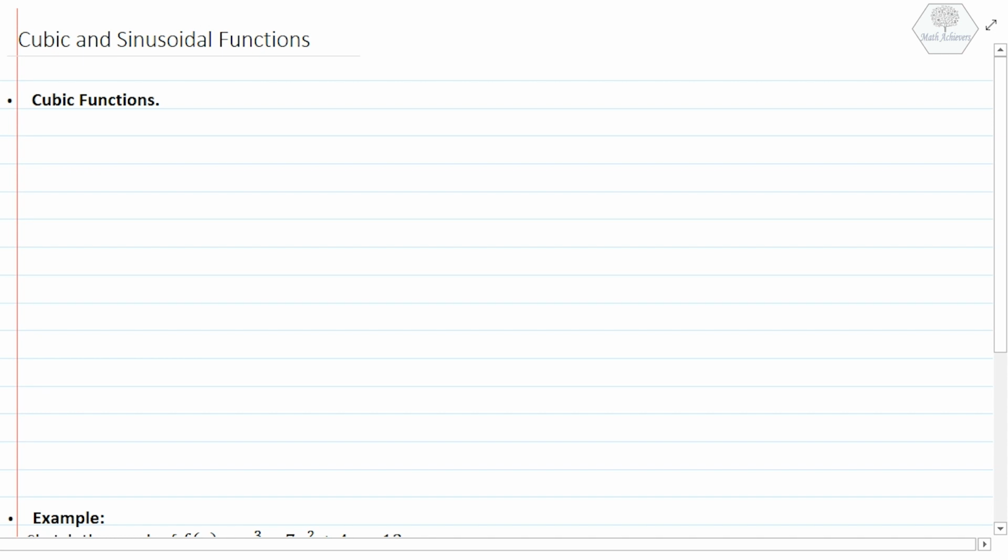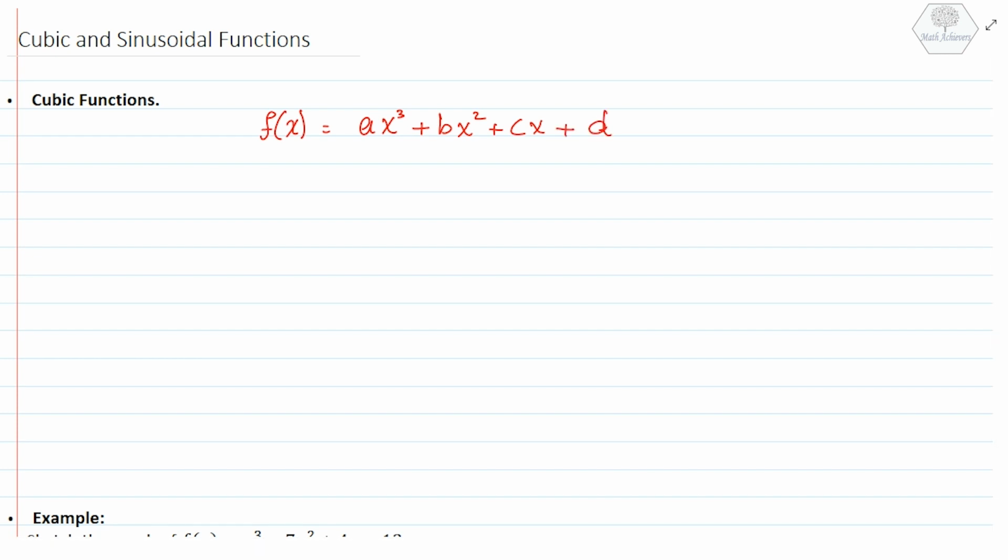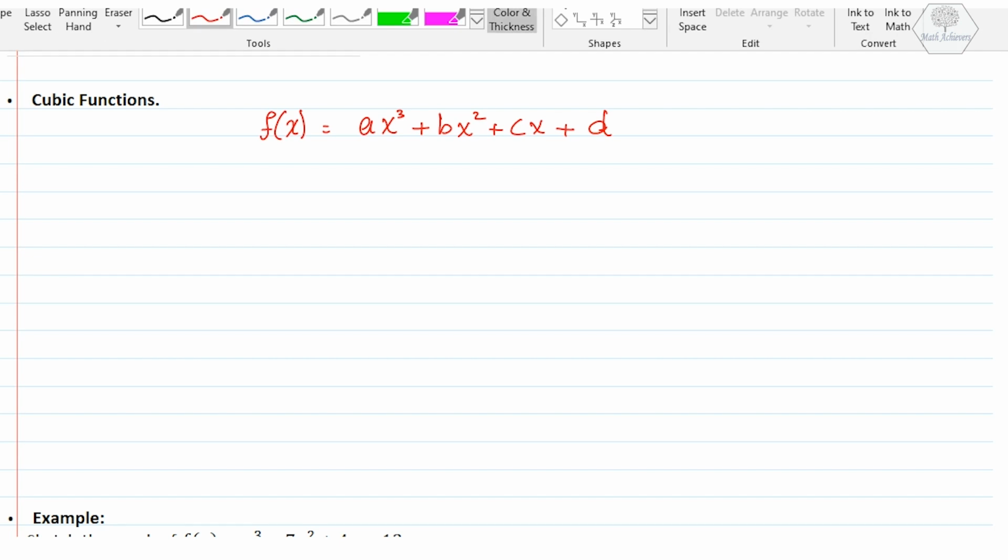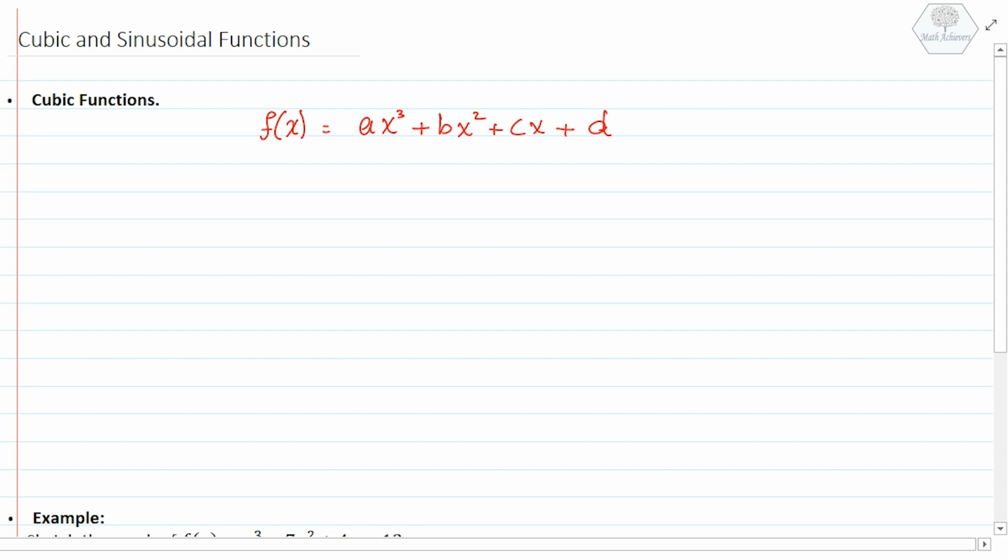For cubic functions, the general form of any cubic function is f of x equals ax cubed plus bx squared plus cx plus d. Any normal cubic function will look this way. Let's draw our axes.